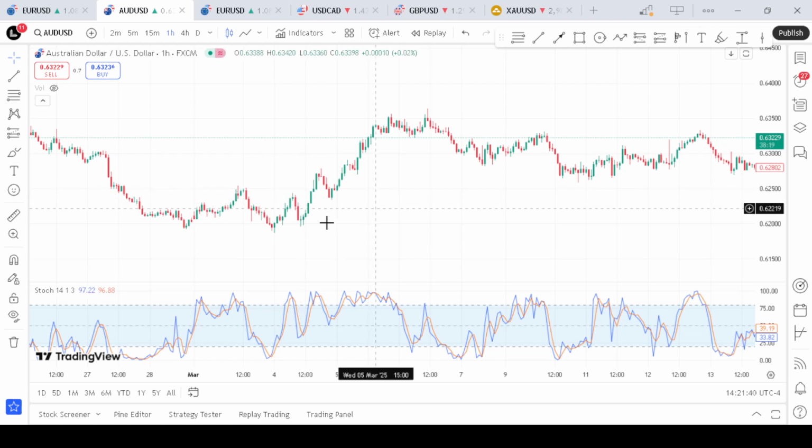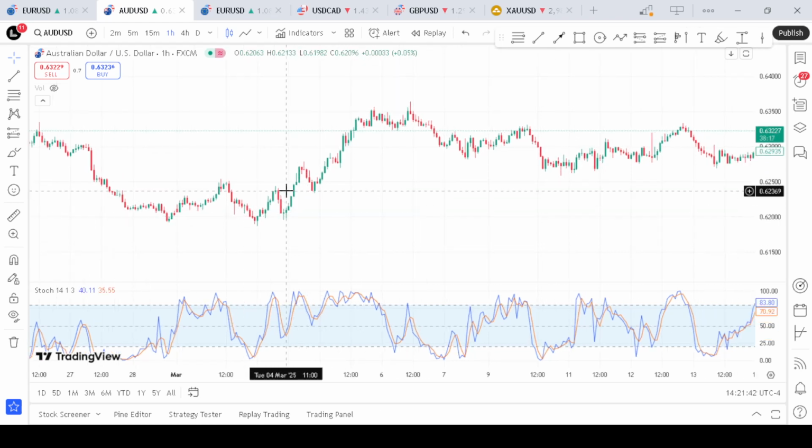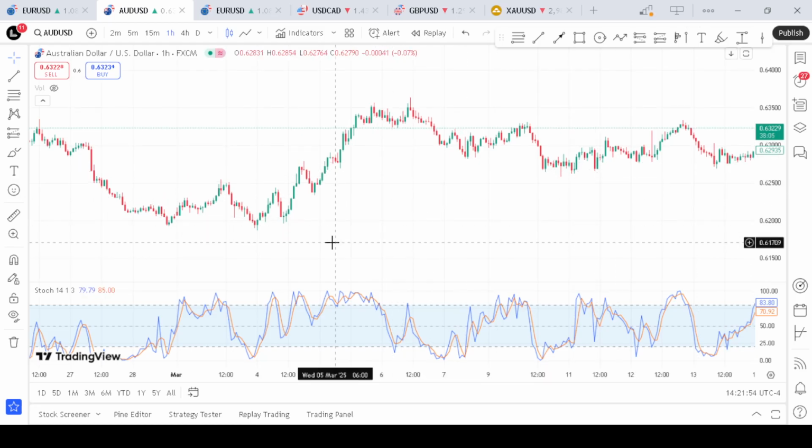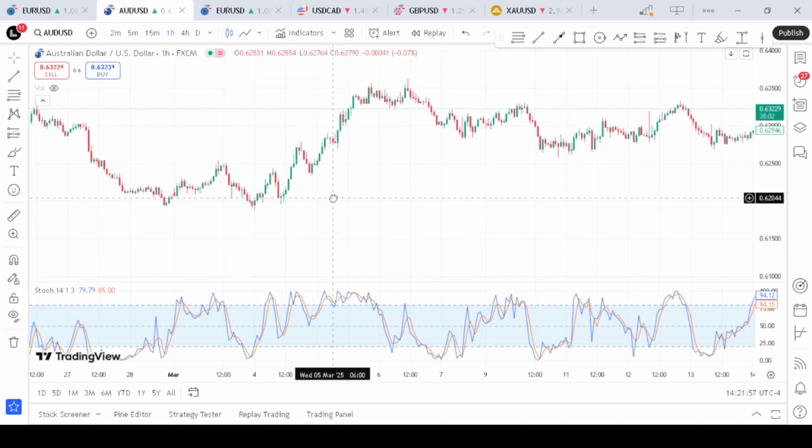So stay tuned as we break down the ultimate stochastic oscillator strategy, explaining its core mechanics and showing you a step-by-step strategy for implementing this in your trades. So stay with us. We start by understanding what the stochastic oscillator is all about.